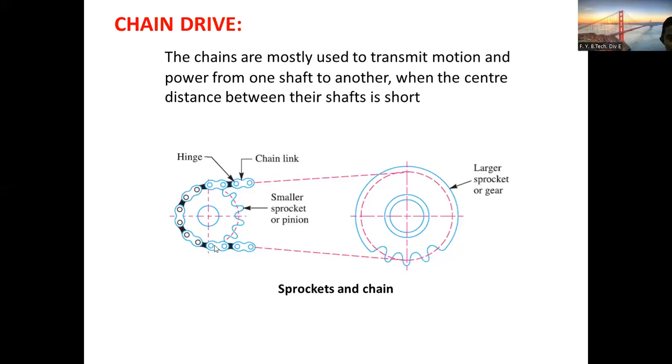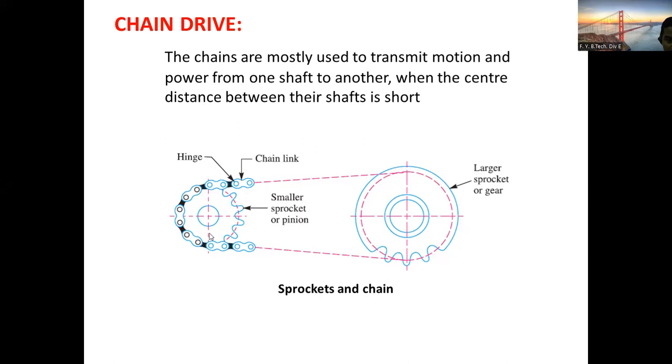Now here if you see the diagram of this chain drive, so there are chain links. Okay, links आहेत. Then these are the hinges. त्याला तुम्ही hinges म्हणू शकता. Okay, hinge केले आहे त्या ठिकाणी. Then this is a larger sprocket. जे मोठा आहे त्याला larger sprocket, or you can say gear. Then this is a smaller sprocket, you can call as a pinion.